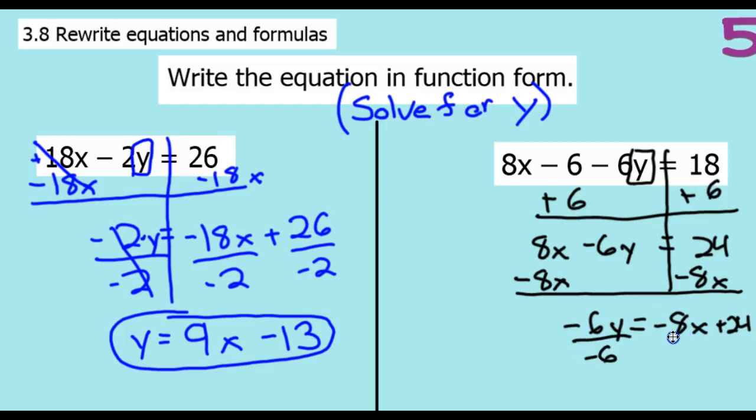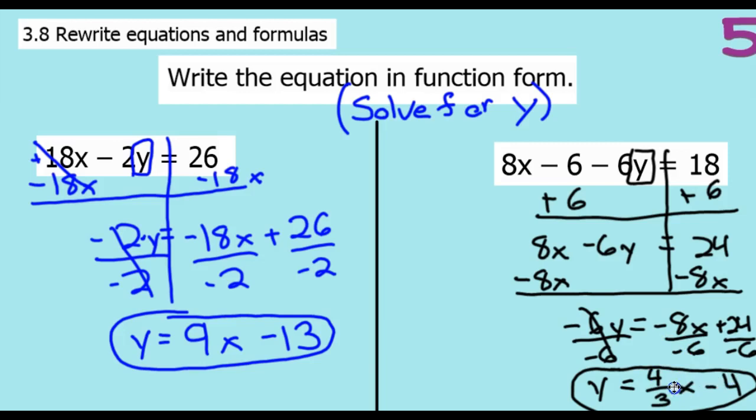Divide by negative 6. Y equals, two negatives make a positive, but I can't divide 8 by 6. I can simplify it though. I can take 2 out of both. So I'll have a positive 4 over 3x plus 24 divided by negative 6, which gives me a negative 4. So my answer is y equals 4/3 x minus 4.